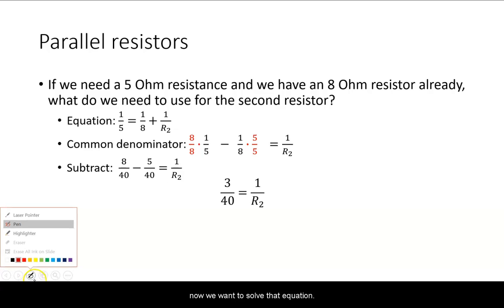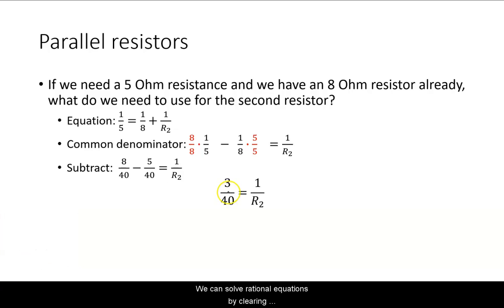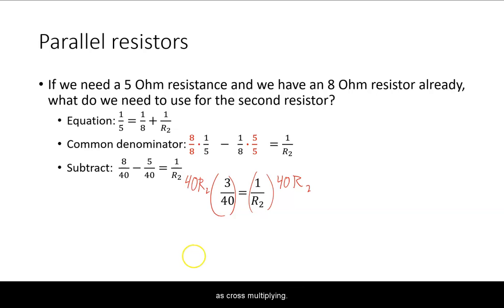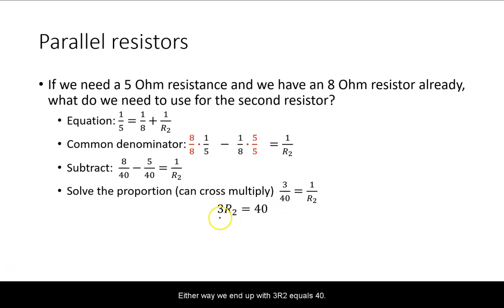And now we want to solve that equation. We can solve rational equations by clearing fractions. So I could just multiply both sides of this equation by both of those denominators, 40R2. What this essentially does is the same as cross multiplying. So when we have a proportion, we can solve it by cross multiplication. Either way, we end up with 3R2 equals 40.